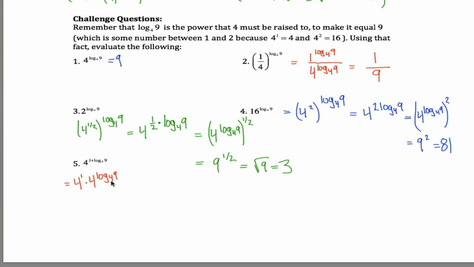If you have trouble going from here to here, talk yourself through it backwards. If you start out here, I have the same base, so I add up the exponents: 1 plus log base 4 of 9, which is exactly this right here. 4 to the 1 power is 4. 4 to the log base 4 of 9 power is just 9. 9 times 4 is 36, which is the answer to this question. That ends this worksheet, so I'll stop the video here.